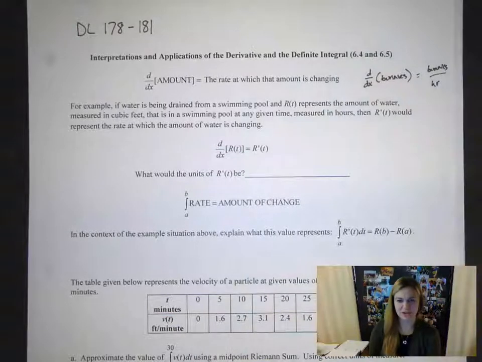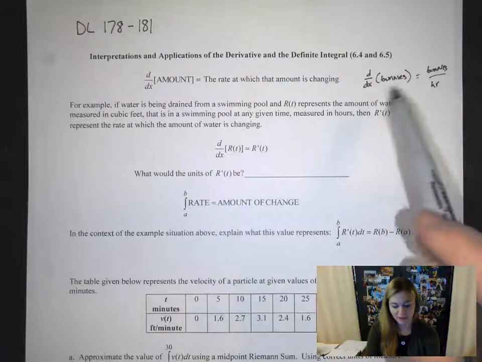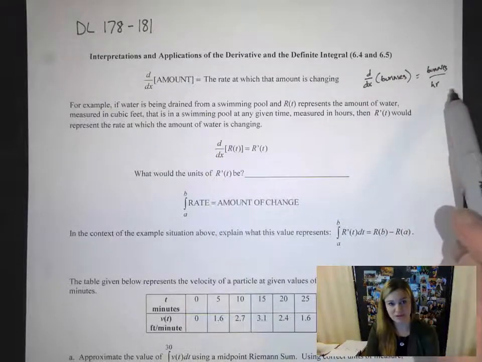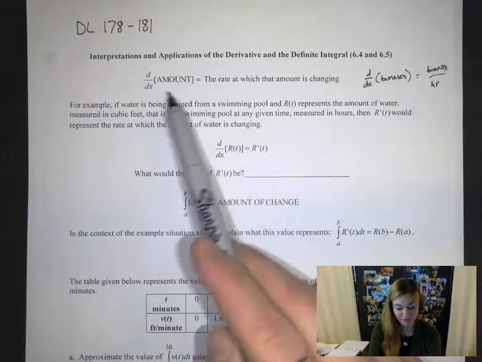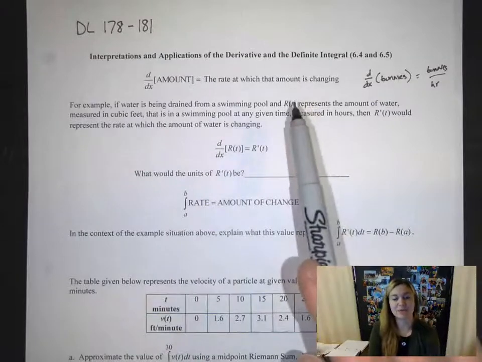And you might be like, what are you talking about? But this could be like the rate. If we talk about the number of bunnies, this could be the rate the bunnies are being born or something like that. Any amount, if I take the derivative, I can get the rate at which that amount is changing.